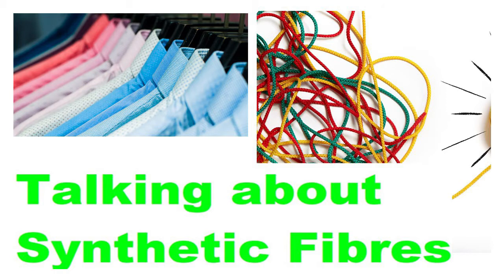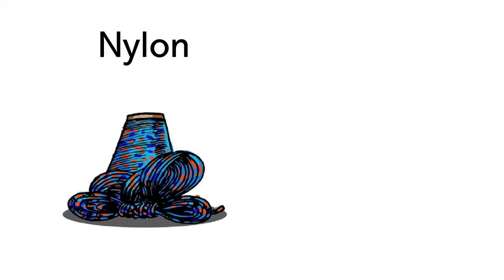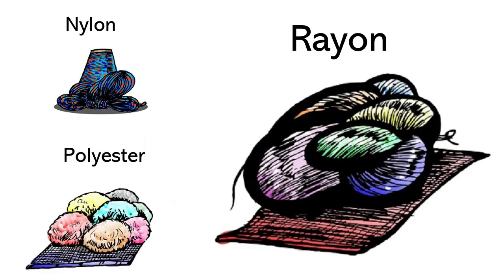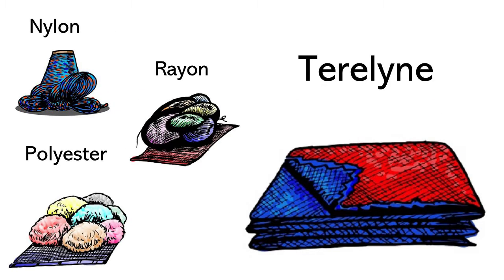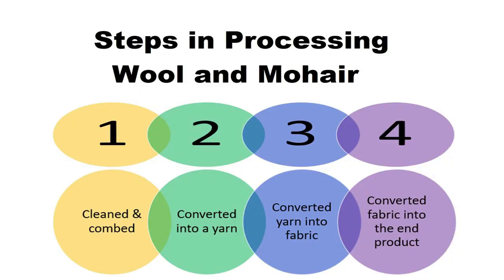In contrast to natural fibers, synthetic fibers are man-made and are based on petroleum and petrochemicals. Synthetic fibers include such fibers as nylon, polyester, rayon, and terylene. Let's consider the raw materials used in the processing of mohair and wool in our factories.